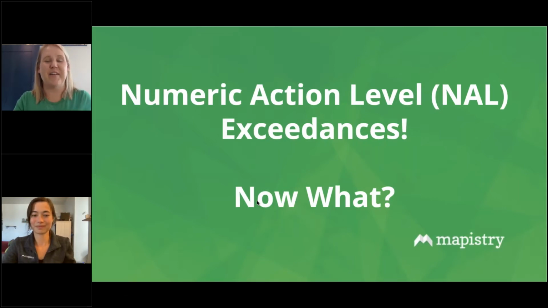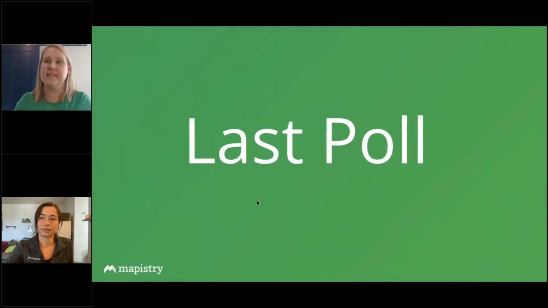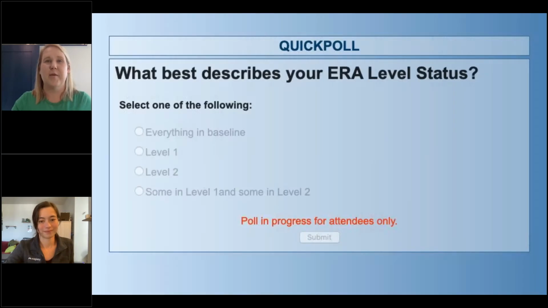The next few things we're going to talk about are numeric action level exceedances, and then a little bit about enforcement and litigation trends. So last poll for you guys, I want to know what best describes your ERA level status at your site. So is everything in baseline? You've never had exceedances? Do you have some parameters in level 1? Have you moved into level 2 for a parameter? Or do you have both, some in level 1, some in level 2? I just want to hear what best describes your ERA status at your site.